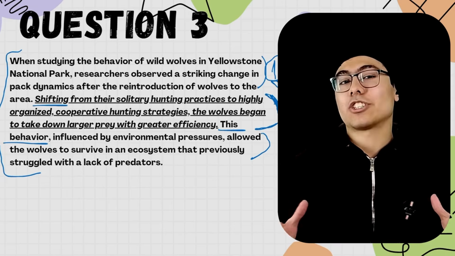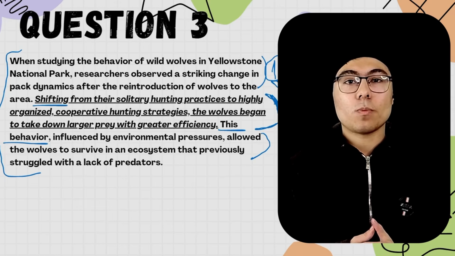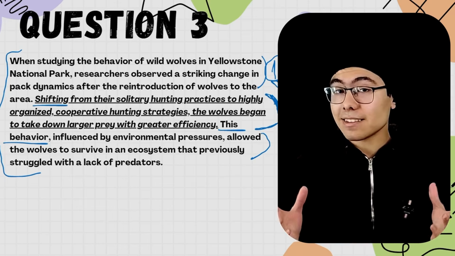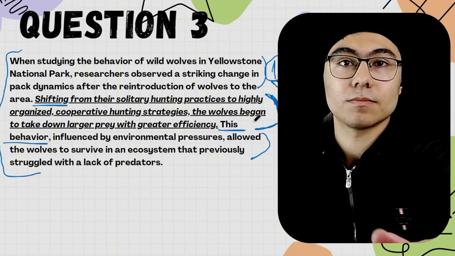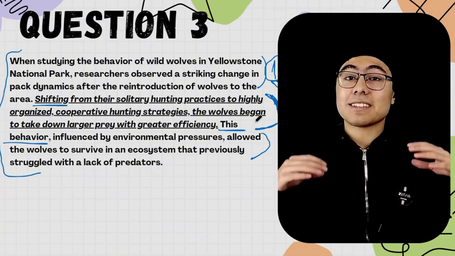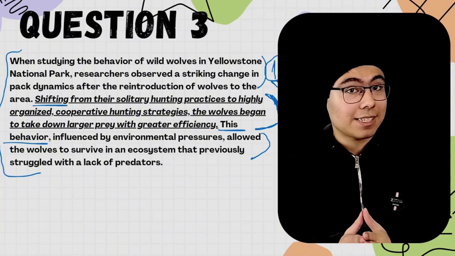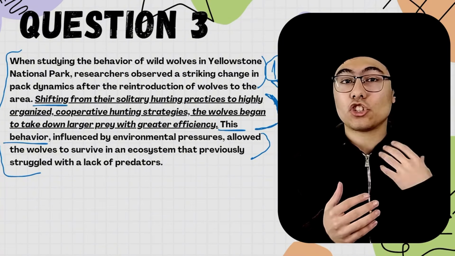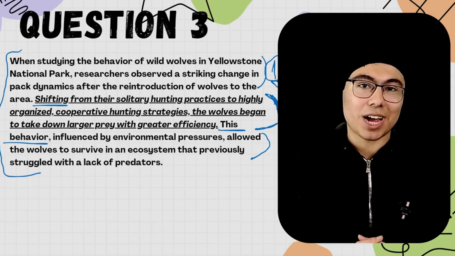What is our prediction then? The underlined sentence is adding detail to the previous one. It's giving a clear picture of the change in hunting strategies.